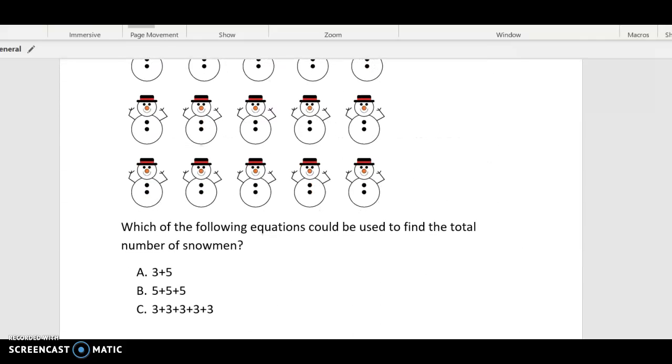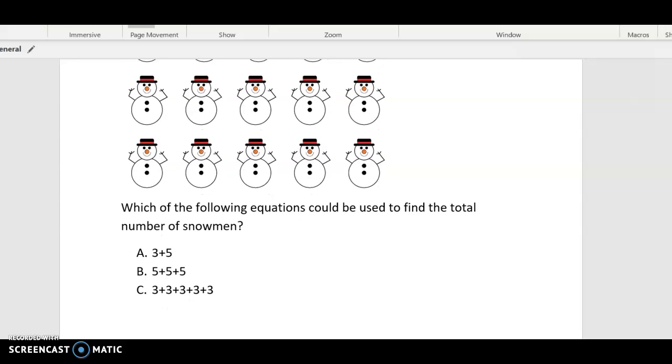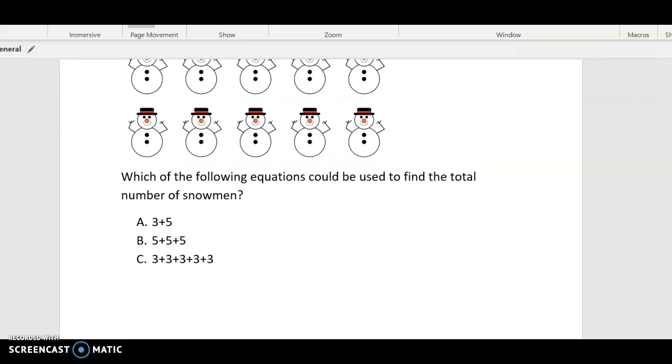You could do 5 plus 5 plus 5. You could also do, let's see, 3 plus 3 plus 3 plus 3 plus 3. So 3 5 times. 1, 2, 3, 4, 5. So you could either do B or C, or B and C. And again, tricky question because there's 2 answers, but it says which of the following equations. So there's going to be more than one answer.